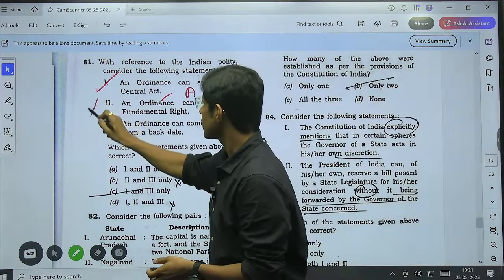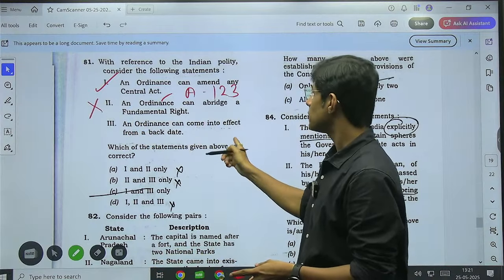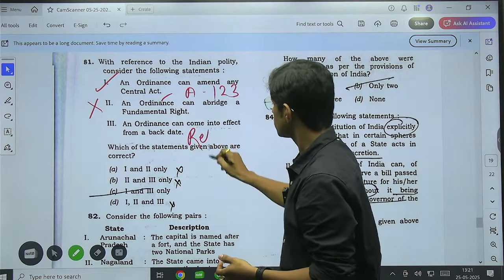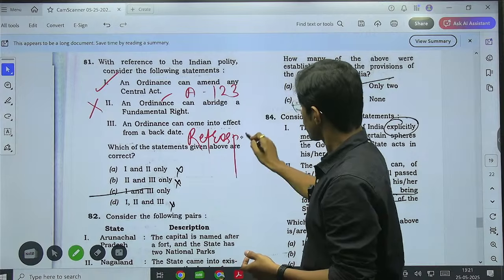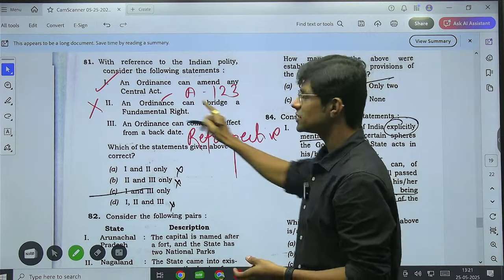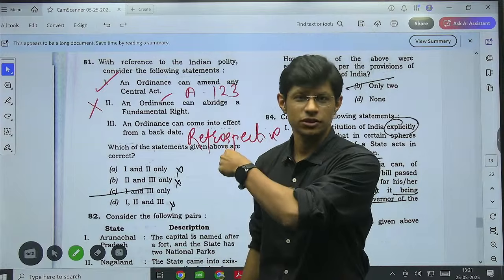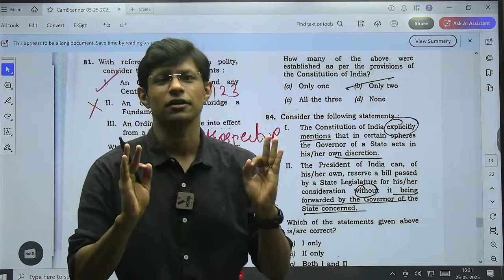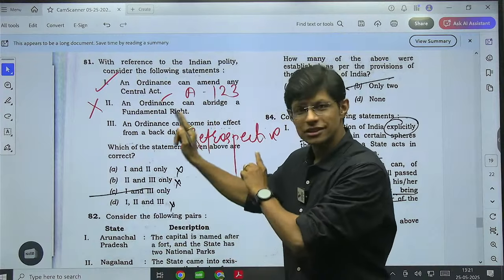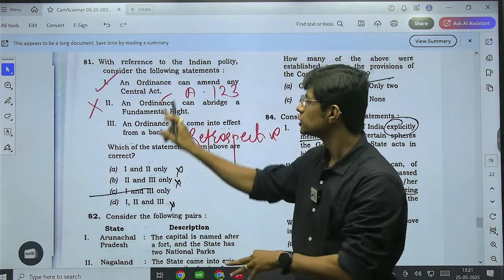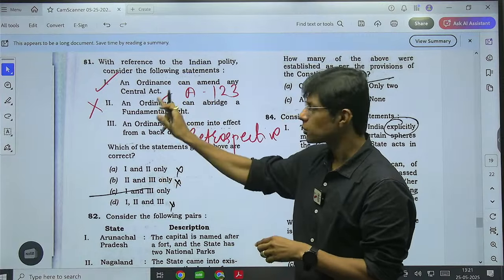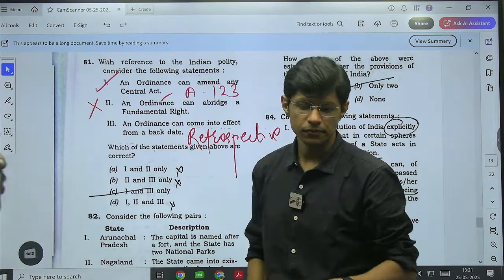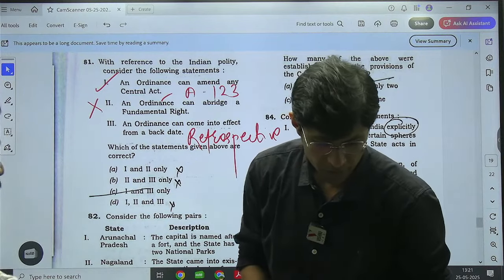Now, this is incorrect. Third, an ordinance can come into effect from a backdate. Backdate, which means retrospective effect. Retrospective. Now, students, this is an easy question. You cannot go wrong with this question. If you're going wrong with this question, which means your preparation is not up to the mark. This is one of the easiest questions that has come this year. So you have to make sure that the answer that you attempt for this question is correct. 86 to 90. Okay.